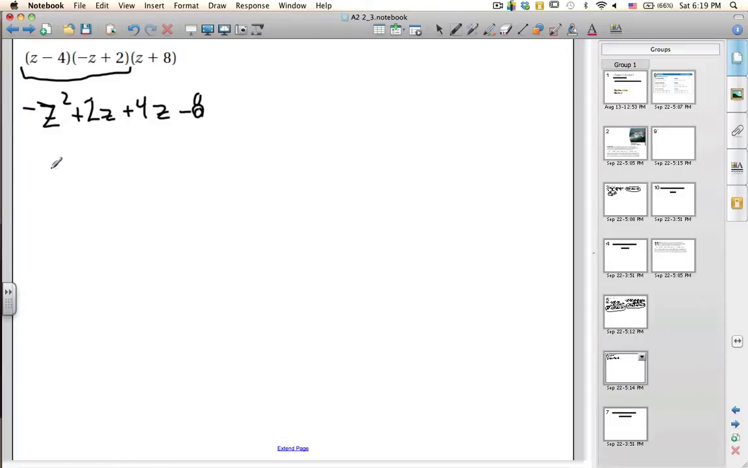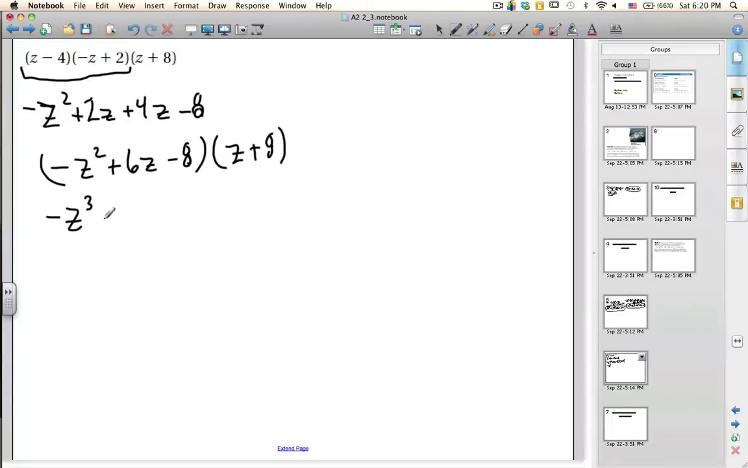And I'll combine like terms. So I'll have negative z squared plus 6z minus 8. So I've taken my two binomials together, and I've created a quadratic function. And now I'm going to bring down the third binomial, z plus 8. And I'm going to multiply it times all these things. So minus z squared times z is minus z cubed. Sorry, minus z squared times 8 is minus 8z squared.